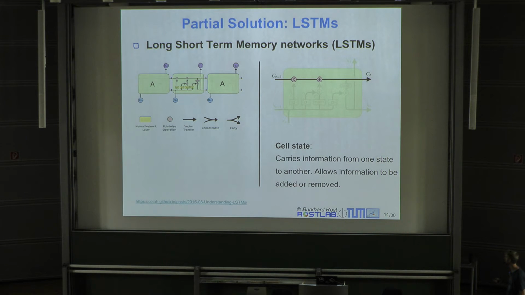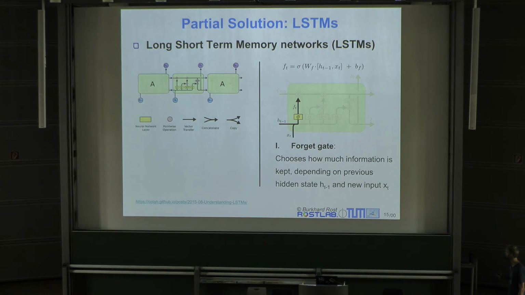Exactly, so information is only added or removed, and this can be understood as some kind of a conveyor belt which processes information between time points. But how do we now add new information, or how do we actually forget some of the past information which might not be needed anymore?